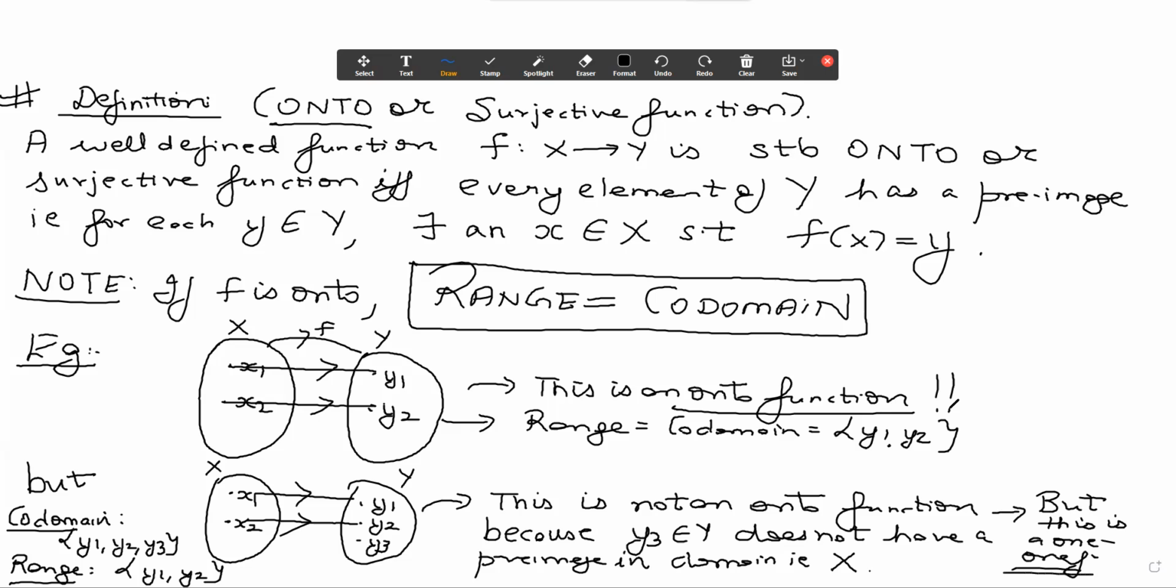One-one function means every element of x should be related to exactly one element in y. That is happening. Even though y3 is left, that's completely fine. Every element of x is related and it's related to exactly one element in y. That means it is a one-one function. I hope students have understood this. Any other doubt, please ask. Okay, then let's move forward. So let's do some practice questions.